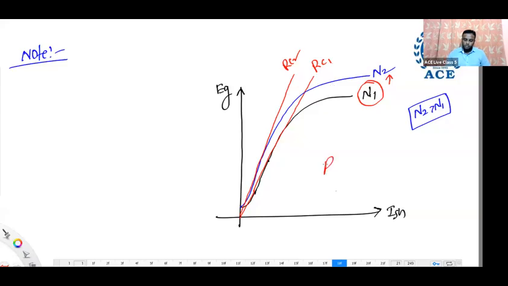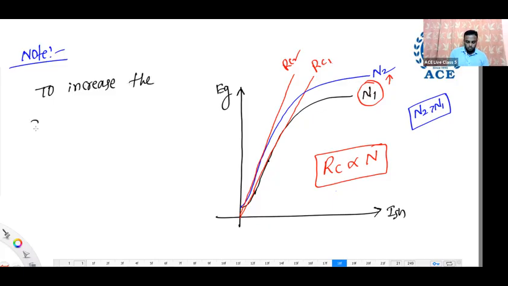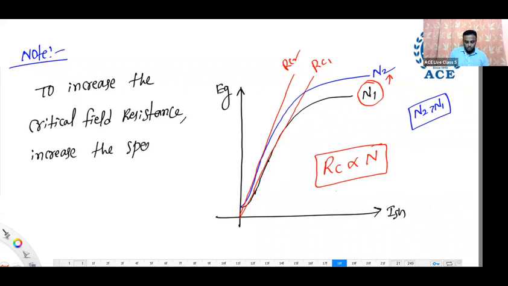Therefore, the critical resistance is proportional to the speed of the generator. If you want to increase critical resistance, increase the speed of the generator. When speed increases, RC2 also increases. So write that point: to increase the critical field resistance, increase the speed of the generator. Okay.